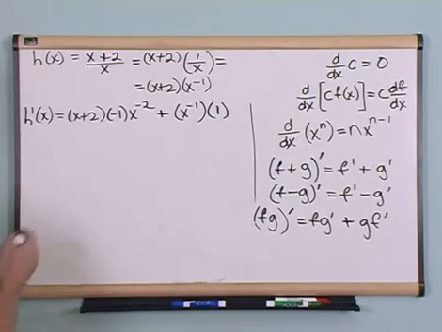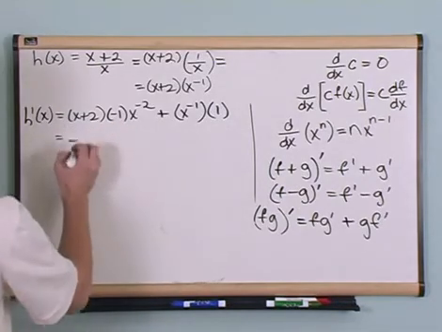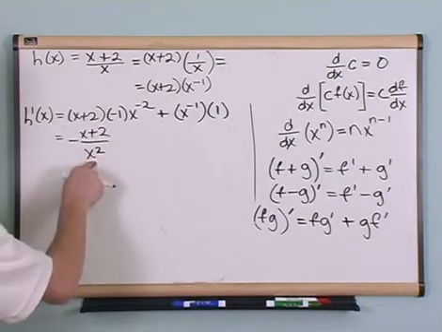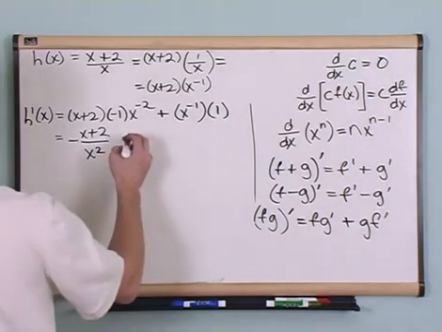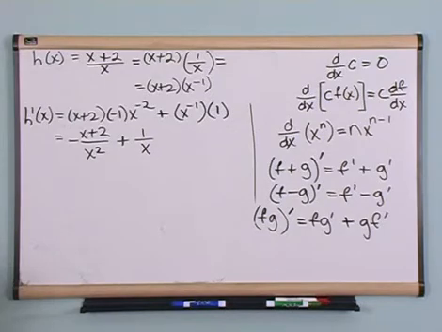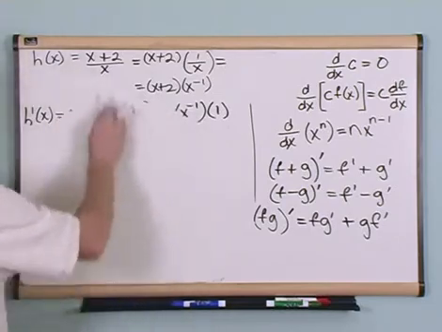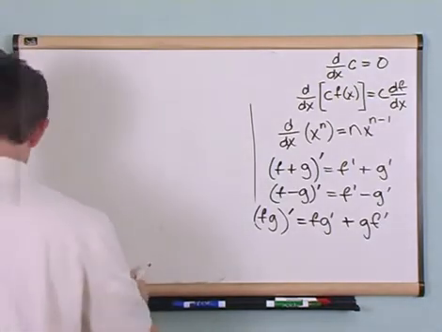Let's simplify it. What I have here is going to be negative x plus 2 over x squared. I just have the negative out front, x plus 2, put the x squared on the bottom because it's a negative exponent. And then over here, this is going to be plus 1 over x, which is this guy right here, 1 over x. So that's an example of how you would apply this: the first times the derivative of the second plus the second times the derivative of the first.